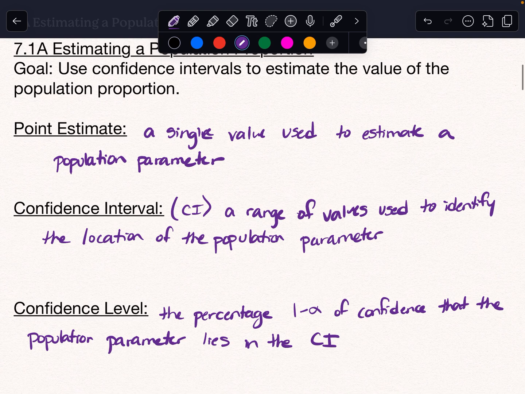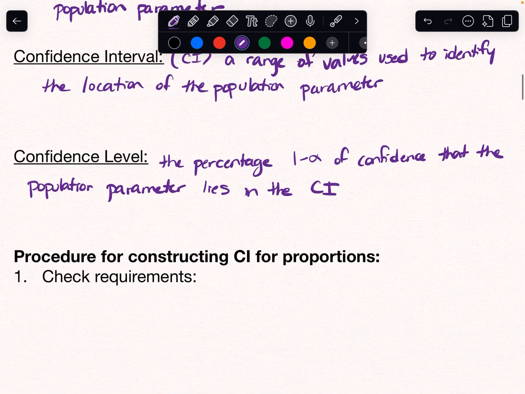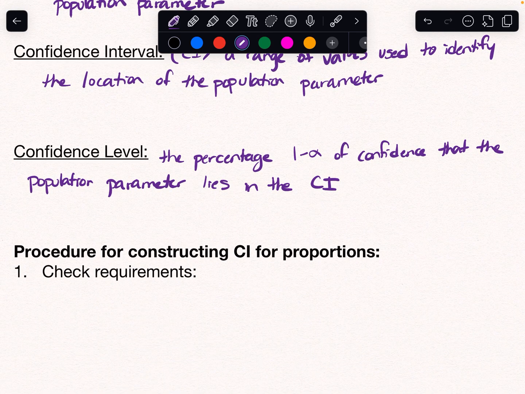So we're doing a population parameter, or population proportion, today. We want to figure out how I can actually construct this confidence interval with proportions. There are 5 steps that we have to go through. We have to check the requirements, even make sure that I can calculate a population proportion to begin with.